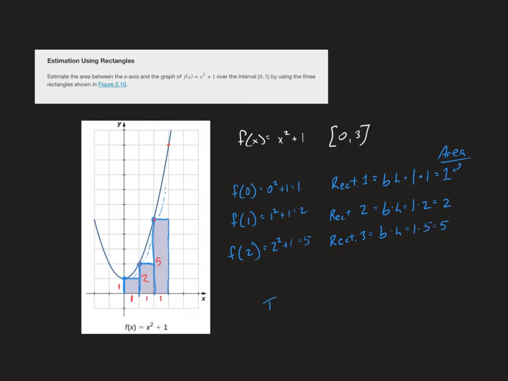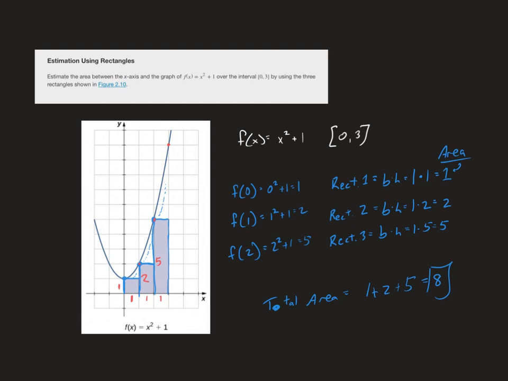So the total area under the curve, 1 plus 2 plus 5 is equal to 8. 8 square units. Okay? It's an approximation. It's an estimate. It's an underestimate. We can see that from the picture, but it is the first step in understanding this process.